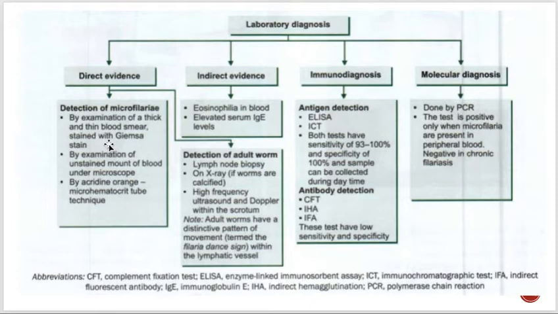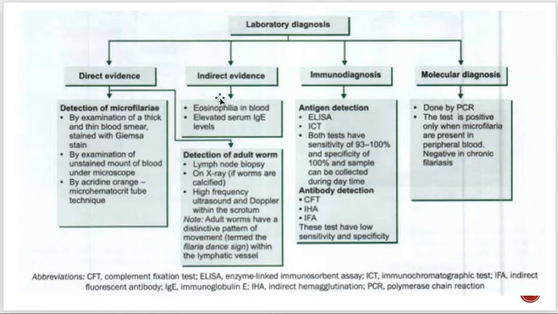So the simplest method is what? They collect the blood from the patient and stain it with Giemsa stain, and they see it under the microscope, or they can sometimes use concentration techniques as well to concentrate the solution, and they use some stains and they can see the microfilaria in the blood. So this is one of the diagnostic techniques. Besides that, a lot of other things are done.